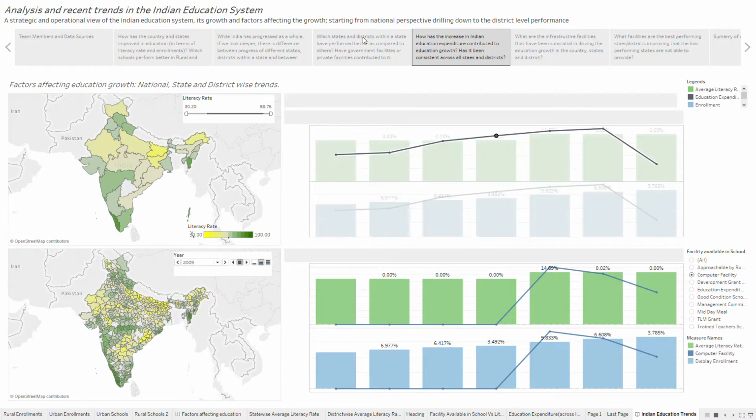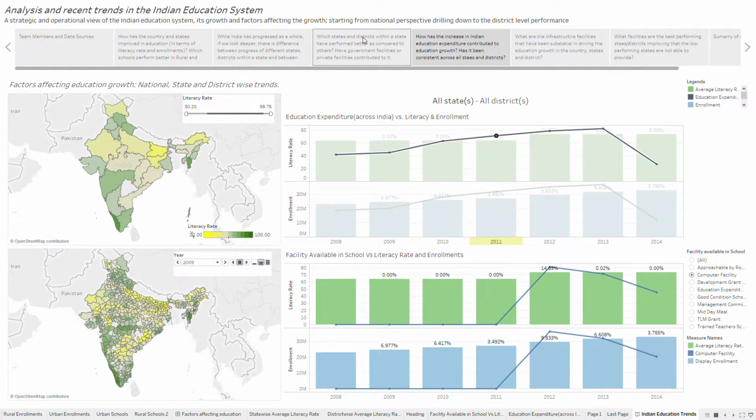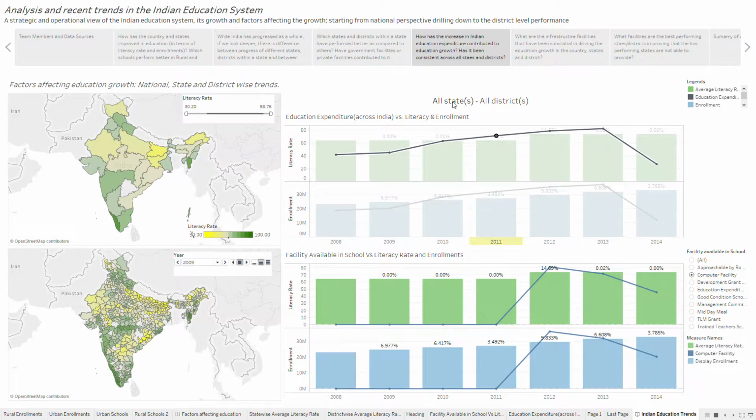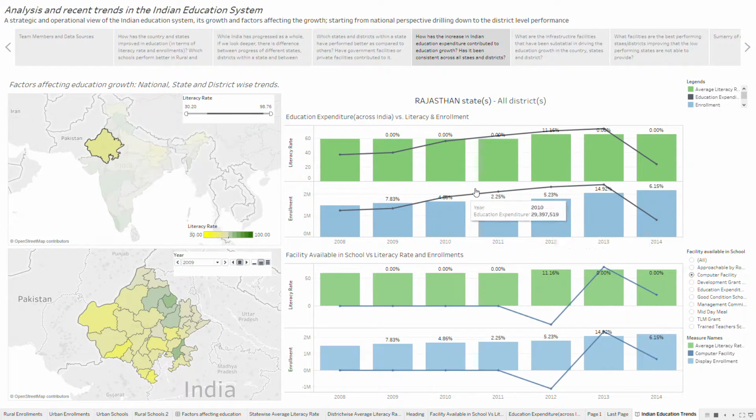So this dashboard tells us what are the facilities that have contributed to the growth of education in the country. The first graph that we see here, the black line, is the education expenditure across India over 2008 to 2014. Now we can clearly see the education expenditure has increased, which has resulted in growth in education. However, has it been consistent across all the states? That is something that we need to still figure out.